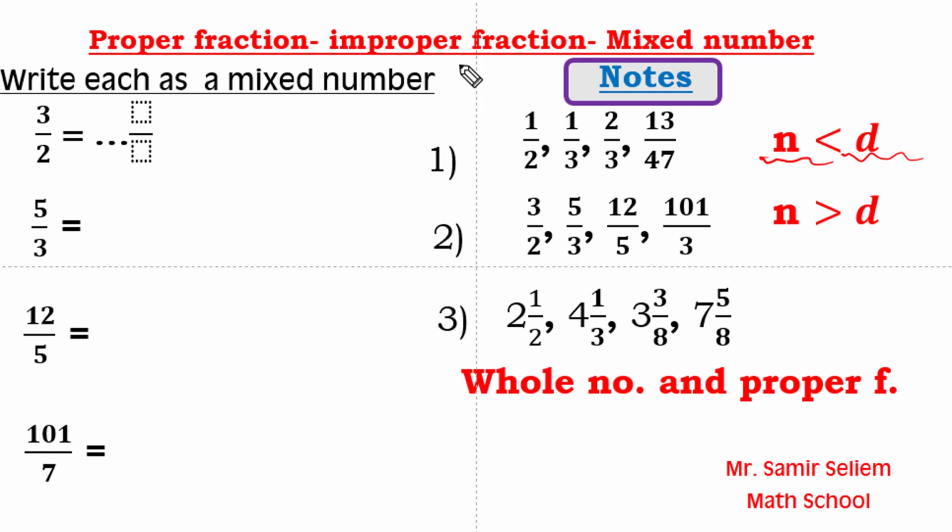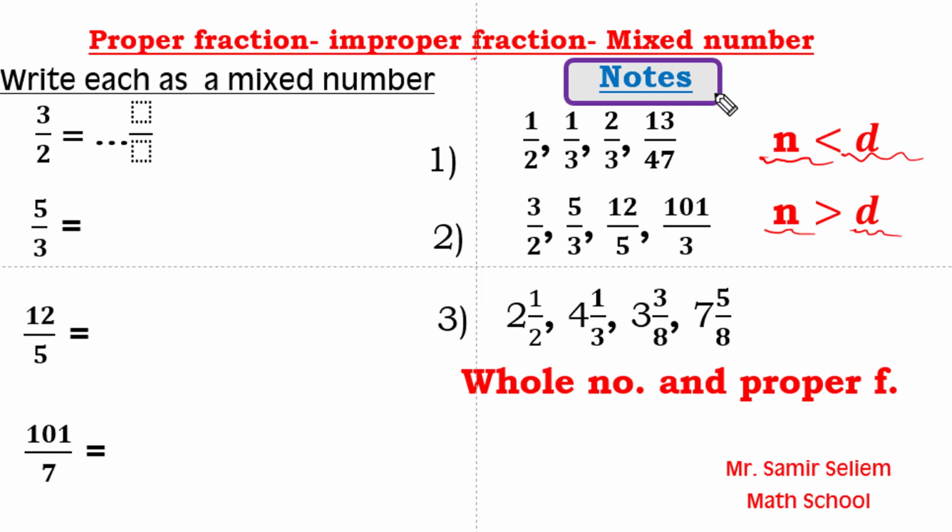What's an improper fraction? An improper fraction is a fraction whose numerator is greater than its denominator. If you look here, 3/2, 5/3, 12/5, 101/3, all these fractions, the top number is greater than the bottom number. So all these fractions are improper fractions.